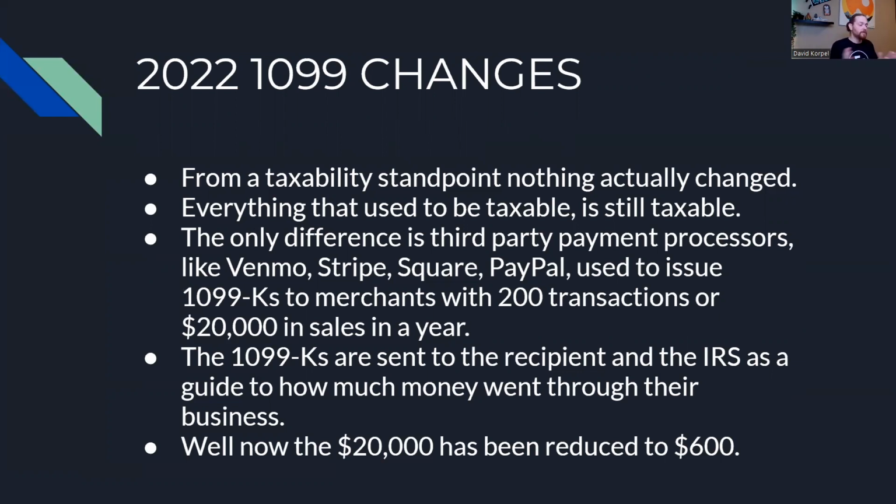But the truth is, those things are never taxable. Any personal Venmo payments that are going back and forth are actually not even included in this. The 1099-Ks are only supposed to be issued for business Venmo payments. So again, nothing from a taxability standpoint has changed, but there are going to be a lot more 1099-Ks that are issued this year because that amount was reduced so drastically from $20,000 to $600.